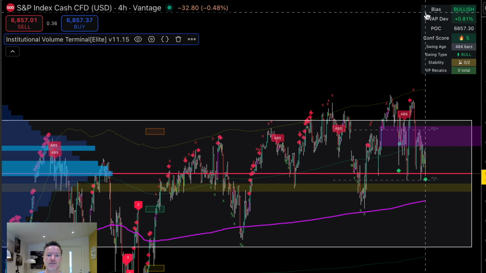This is how institutional traders operate. They don't force trades. They wait for structure to align. And when it does, they execute with conviction.